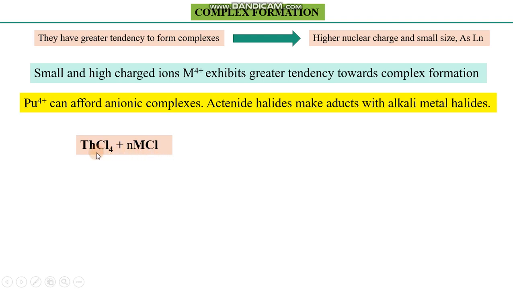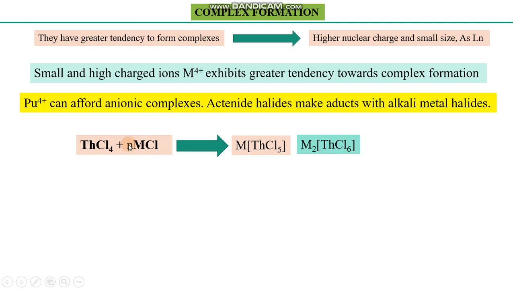This is a general example where thorium 4 chloride has been treated with metal chloride, in n moles of the salt, where M represents the alkali metals. So n can vary from 1 onward when they react with thorium chloride. So this is the complex, and in this complex the coordination number of thorium in the reactant is 4, and it becomes 5 in this case.